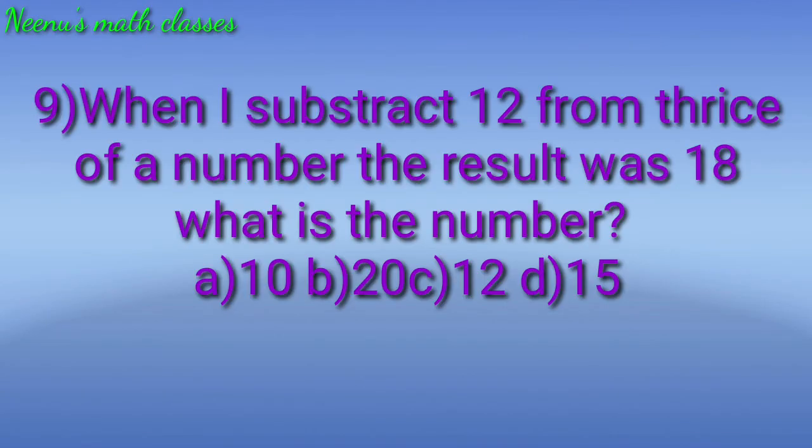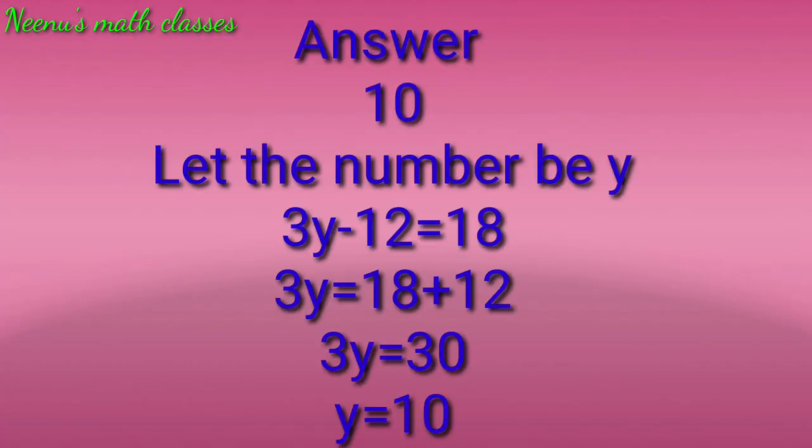Ninth problem. When I subtract 12 from thrice of a number, the result was 18. What is the number? Options are 10, 20, 12 and 15. Its answer is 10. We have, let y be that number, then we make an equation that 3y minus 12 equal to 18. That is, I subtract 12 from thrice of a number. Thrice of a number means 3y. 3y minus 12. The result was 18. So equal to 18.